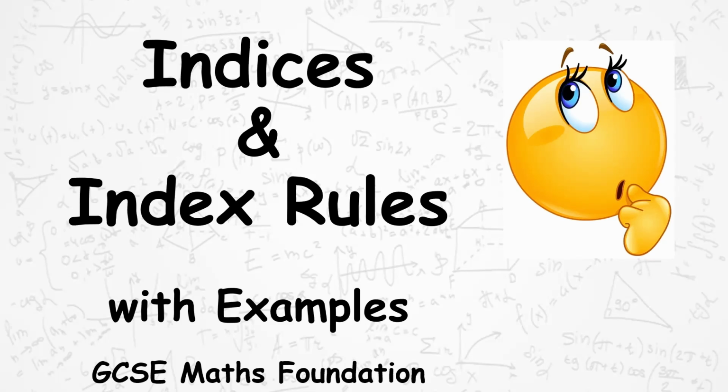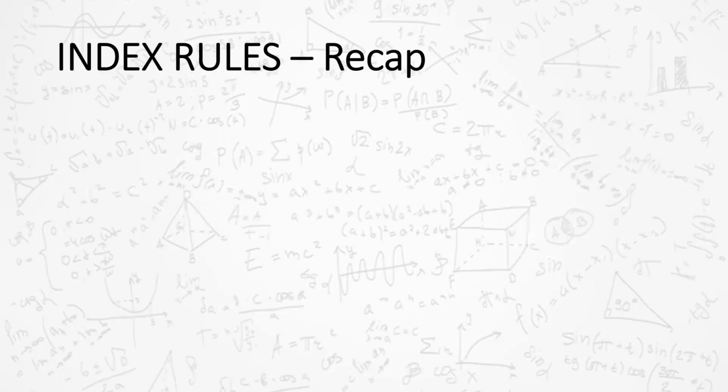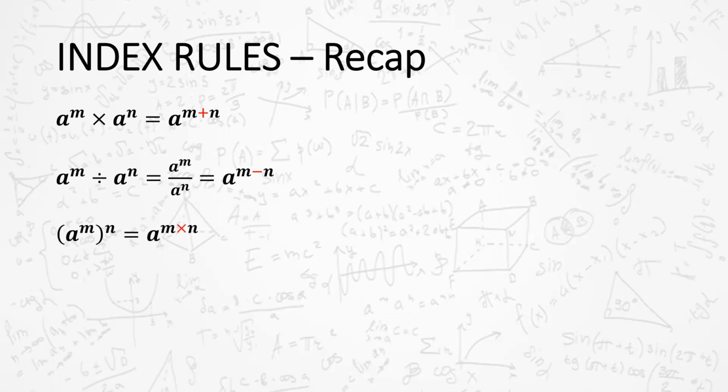Firstly, let's recap the index rules. A to the power m times a to the power n equals a to the power m plus n. A to the power m divided by a to the power n, equivalent to a to the power m over a to the power n, equals a to the power m minus n. A to the power m to the power n equals a to the power m times n. Also, a to the power 0 equals 1.